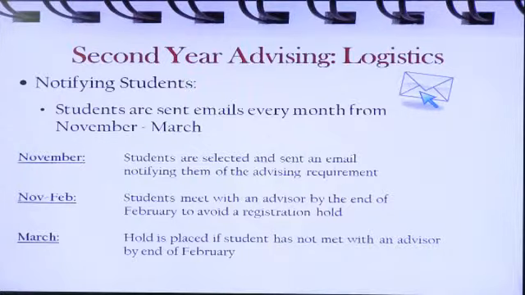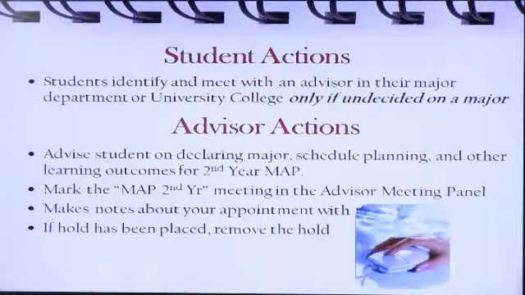Here's our timeline. In November, we select students, send them an email, notifying them of the advising requirement. Between November and February, students meet with an advisor by the end of February to avoid that registration hold. And then in March, a hold is placed if they haven't met with an advisor by the end of February. So we just place those holds on students. And we continue to email them to remind them that they need to come in and meet with an advisor.